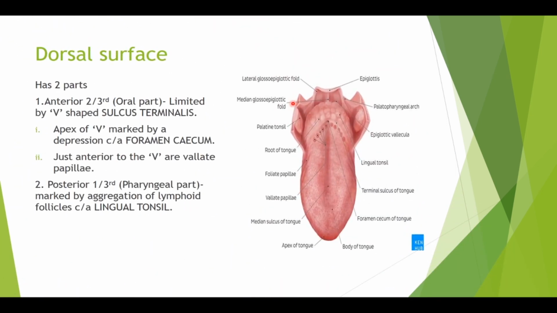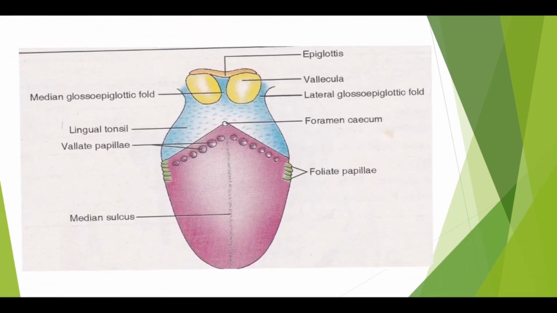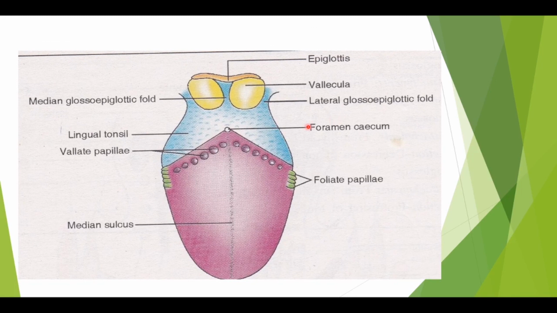Now the dorsal surface I've already told you, but here again it has two parts. The anterior two-third, that is the oral part, is limited posteriorly by the V-shaped sulcus terminalis, and the junction of the V is marked by a foramen, that is the foramen cecum, as we have already discussed in the development. The posterior one-third is the pharyngeal part, and it has lingual tonsils. These are aggregations of lymphoid follicles. Again, this is the diagrammatic representation so that you can reproduce what you have learned.